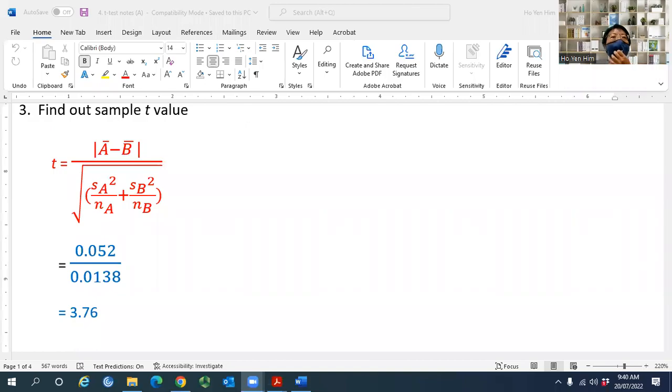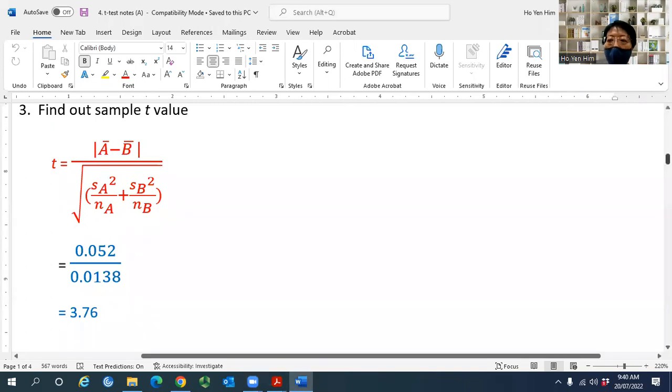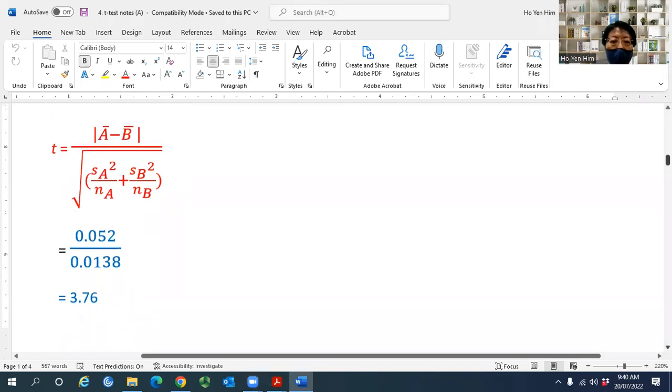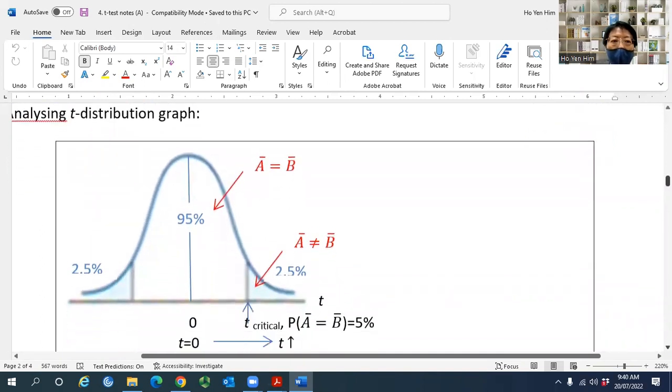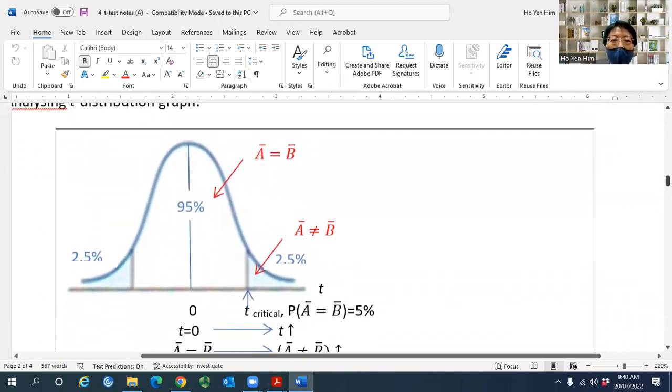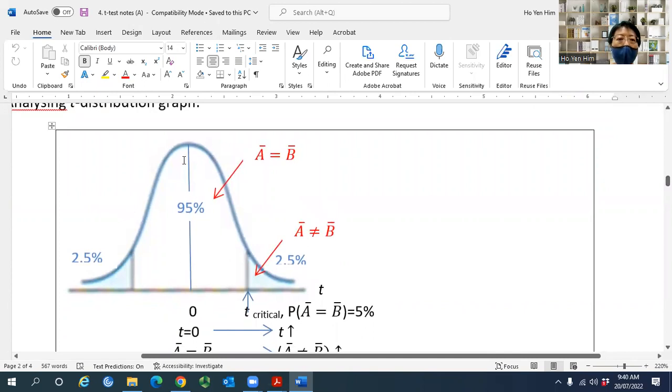What's next? Similar to the chi-square test, now we want to locate the location of this t-value in the t-value graph, whether it's in the rejection zone or acceptable zone. So let's put it into the graph. So this is a t-distribution graph, right? So this is right in the center where the t-value is equal to 0.